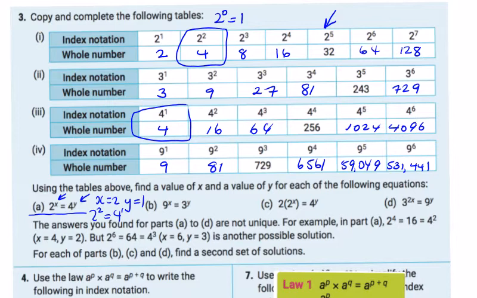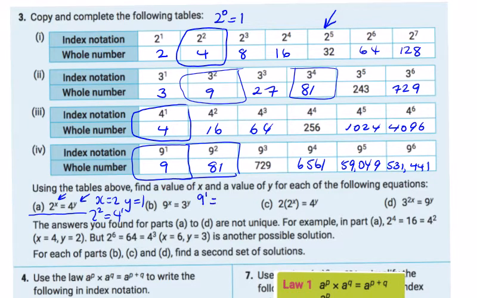9 to the power of x is equal to 3 to the power of y. Well, it has to be 1. Let's look at the 9s first. There's a 9, we have a 9 there. We also have an 81 in both. So we have a 9 and an 81 in both. So let's have a look at both of these. Let's look at the 9 first. 9 to the power of 1, is that equal to 3 to the power of 2? Yes. So we have a value for x and y. But you could also say 9 to the power of 2 is equal to 3 to the power of 4. So there's another value for x and y. So there's actually two solutions for that one.